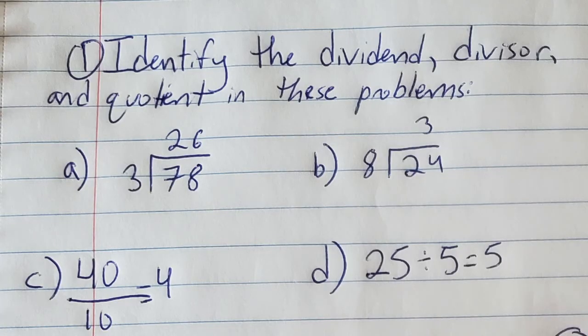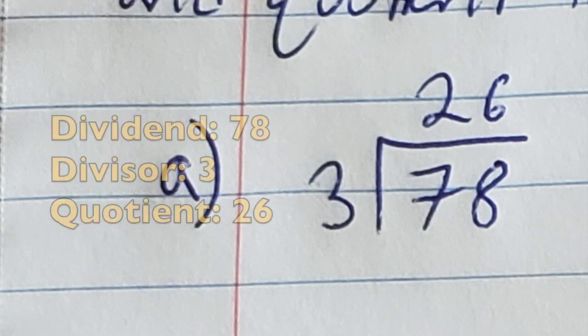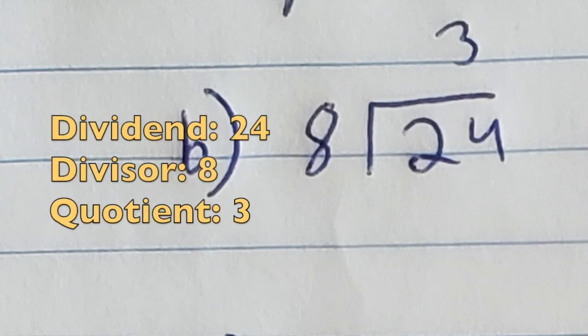With that in mind, help me identify the dividend, divisor, and quotient in these problems. Okay, so look at problem A. 78 divided by 3 equals 26. All right, so for this problem, 78 is the dividend, the divisor is 3, and the quotient is 26. For B, the dividend is 24, the divisor is 8, and the quotient is 3.